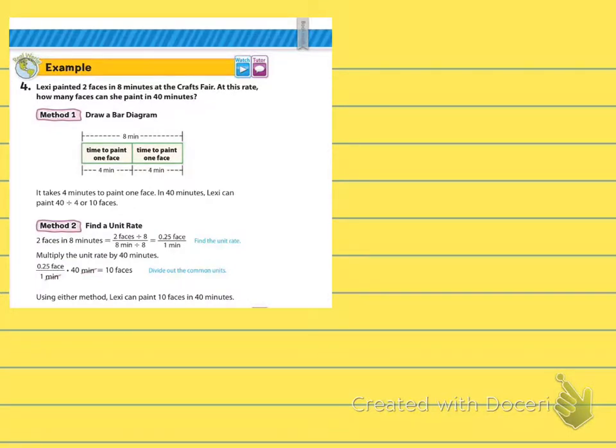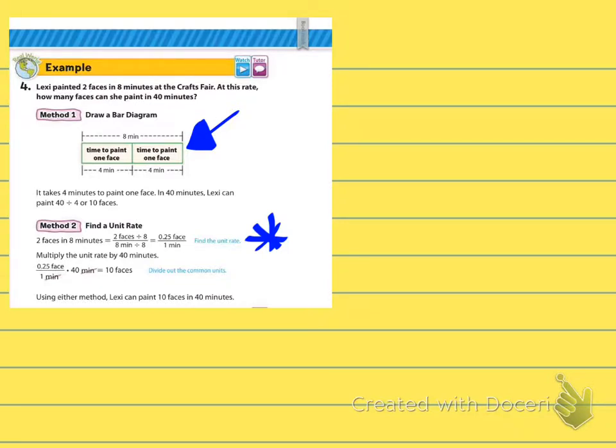All right, so now we're on our last page, page 12, on our last example. This one reads, Lexi painted 2 faces in 8 minutes at the crafts fair. At this rate, how many faces can she paint in 40 minutes? Now, this shows you 2 different methods that you can go about doing this. So one has the picture method, and one has the finding the unit rate. I'll be honest with you, I really don't see many of you sitting there taking the time to draw tables and bars and everything like that, but either way, whatever you want to do, you can see this one.